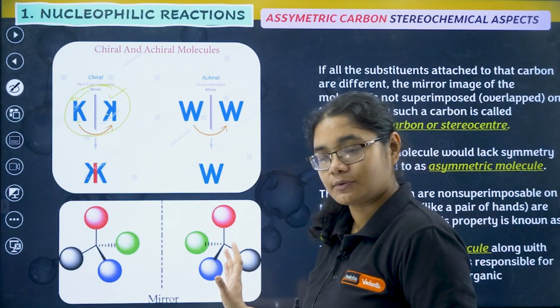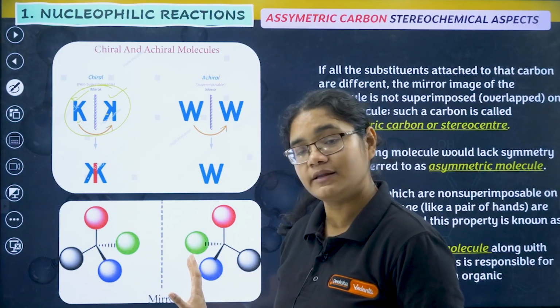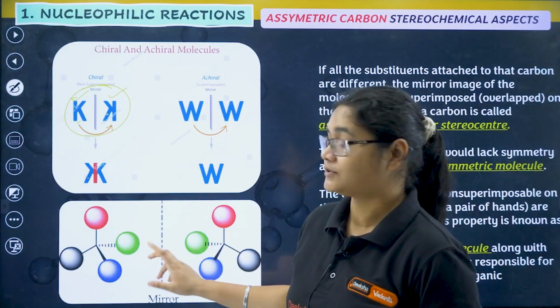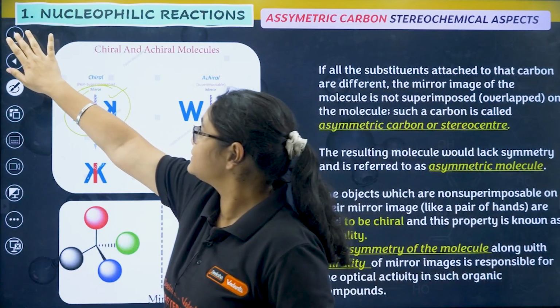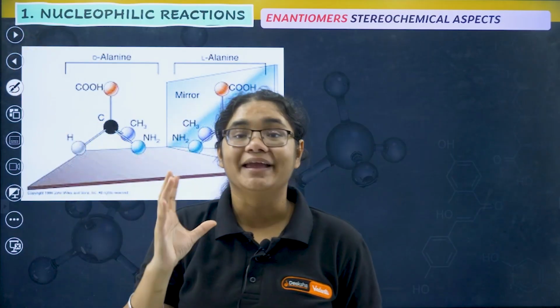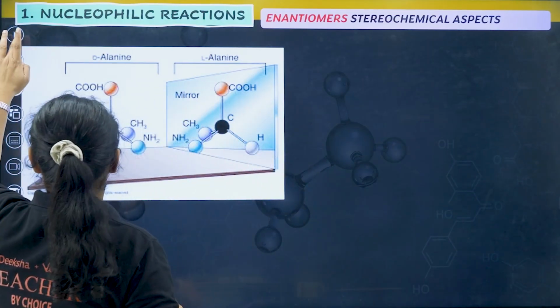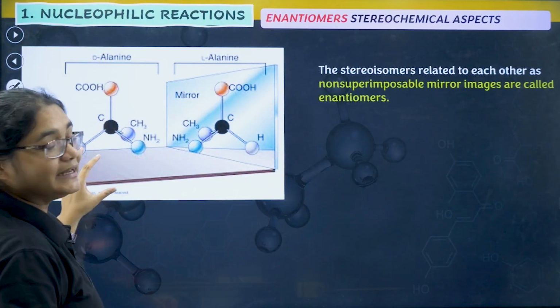Its mirror image is this one. These two are non-superimposable. So if they are non-superimposable, this pair will be called enantiomers. Enantiomers is always with respect to the pairs. So what are enantiomers? You can see here I have taken a molecule, D-alanine.